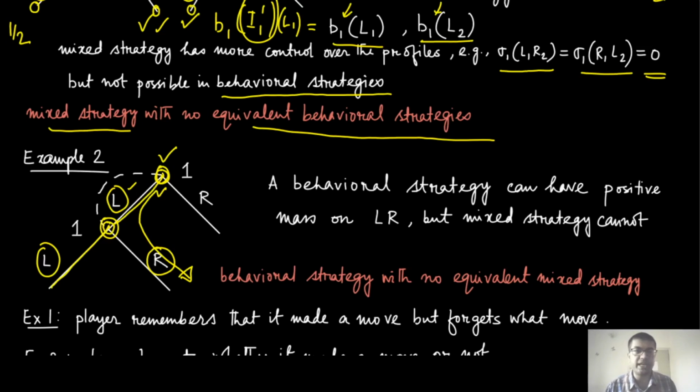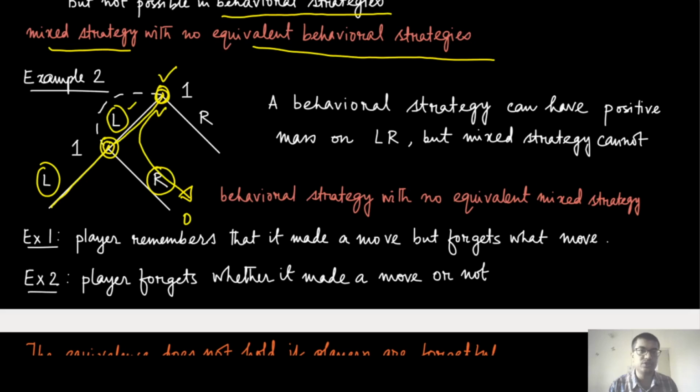So no pure strategy, and we'll explain this in detail later, will have L played in the first round and R played in the second round. Therefore, every mixed strategy profile will put 0 probability here, while a behavioral strategy, because that is played independently at every node, is going to put some positive probability here, right? So just to remember, in example 1, the player remembers that it has made a move but forgets what move it has made. In example 2, player 2 forgets whether it has made a move or not. Right?